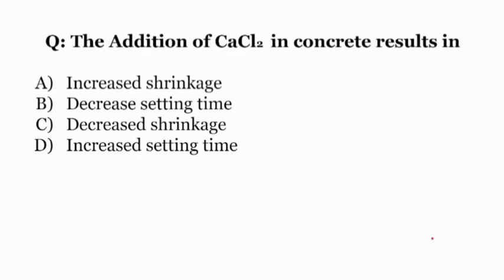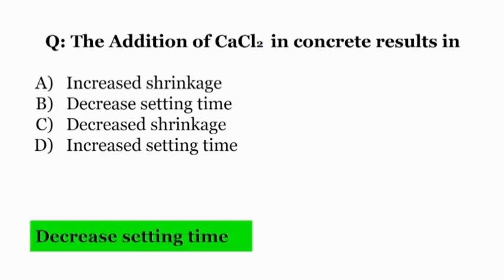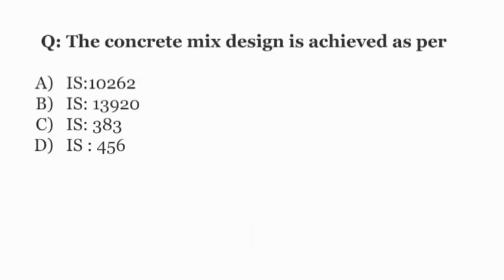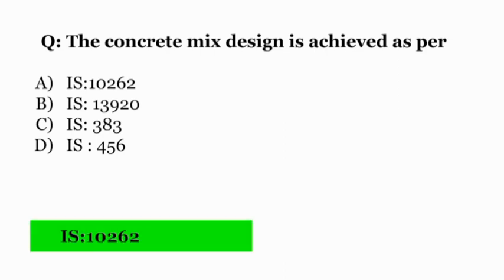The addition of calcium chloride in concrete results in increased shrinkage, decreased setting time, decreased shrinkage or increased setting time. The correct answer is decreased setting time. The calcium chloride acts as accelerator and decreases the setting time of concrete. The concrete mix design is achieved as per IS 10262, IS 13920, IS 383 or IS 456. The correct answer is IS 10262.